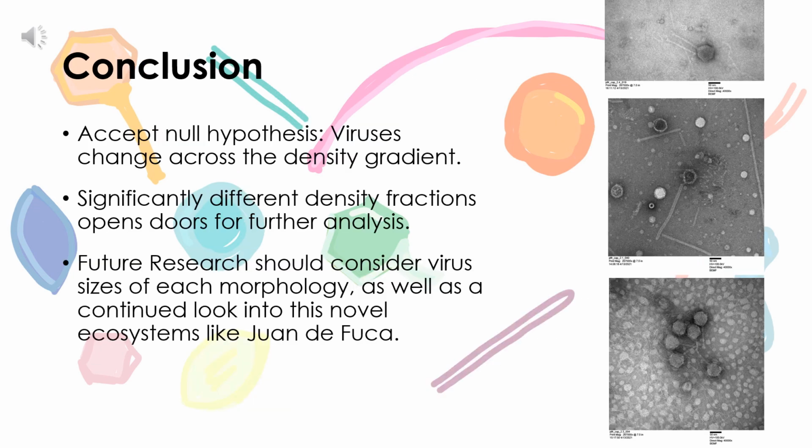This is the first reported separation of archaeal and bacterial viruses using a cesium chloride buoyant density gradient. We reject the null of no existing gradient, and with significantly different density fractions, further analysis could be completed on each fraction, such as capsid diameter and tail length. The results also open the door for increased investigations into archaeal viral ecology and virology.